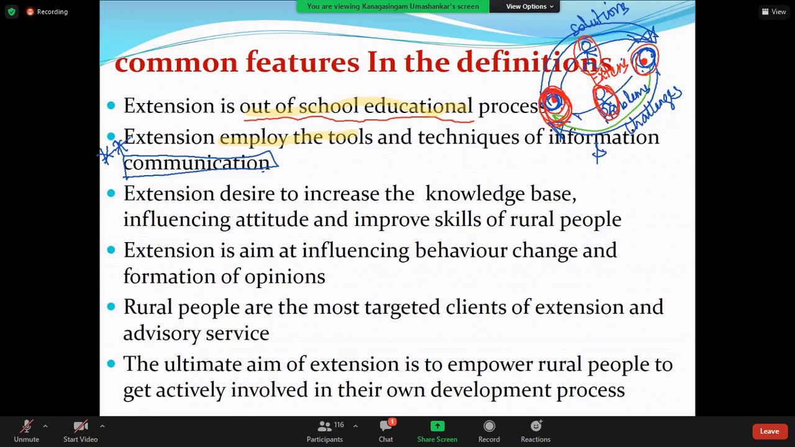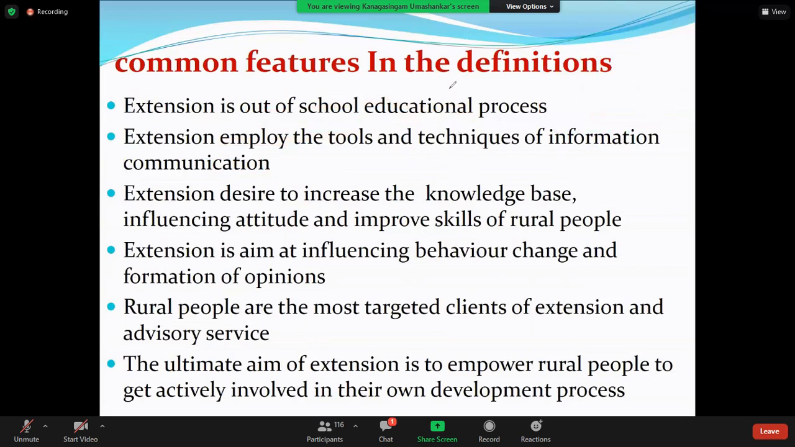So you should be capable enough to deal with both groups, because you are the errand boy carrying the message from this side to this side. That is happening reciprocally, right? So you have to be very careful about that. Information and communication techniques are very important as far as extension is concerned, right? Extension aims to increase the knowledge base, influence attitudes and improve the skills of the rural people. When you teach the people, it will increase their knowledge, influence their attitude and improve their skills, right?